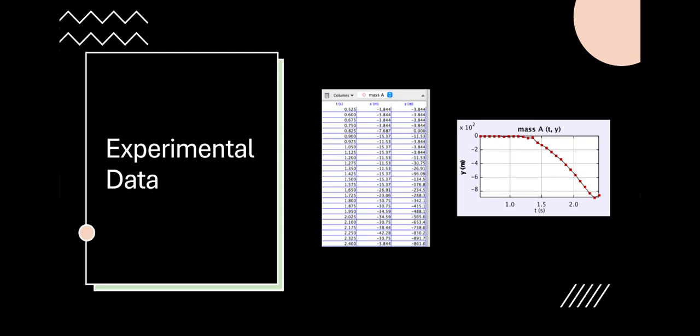So here is the experimental data that we obtained from Tracker. So as you can see, the mass was dropped. This is a position versus time. So as you can see, the velocity started to terminate over the course of the time that it was dropped.